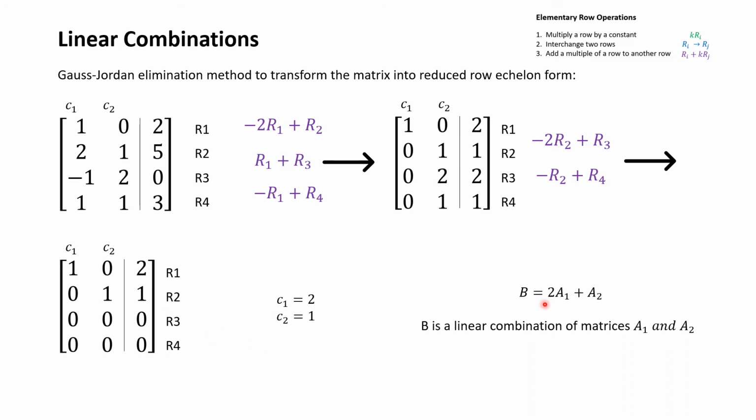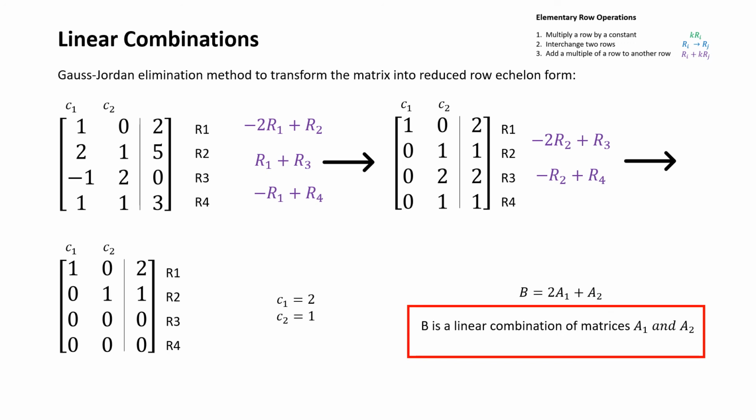Therefore, B is equal to 2 times A1 plus A2, and B is a linear combination of matrices A1 and A2.